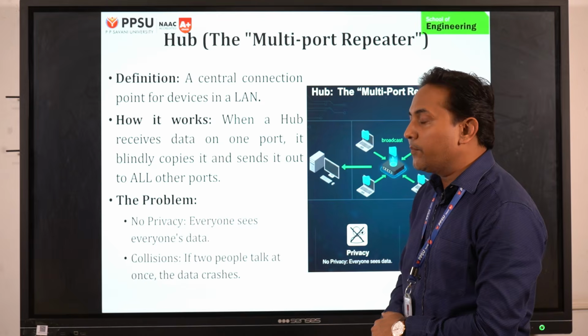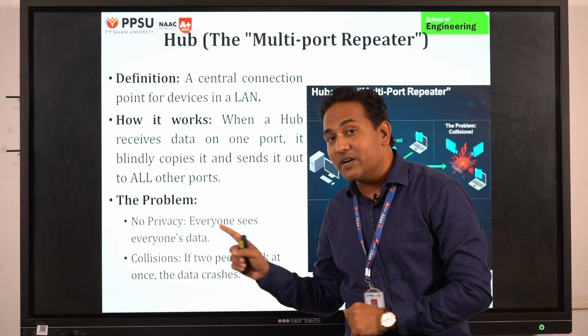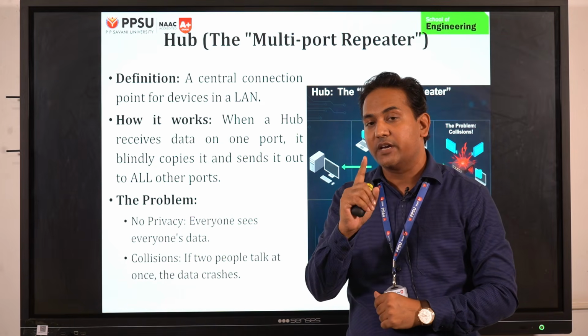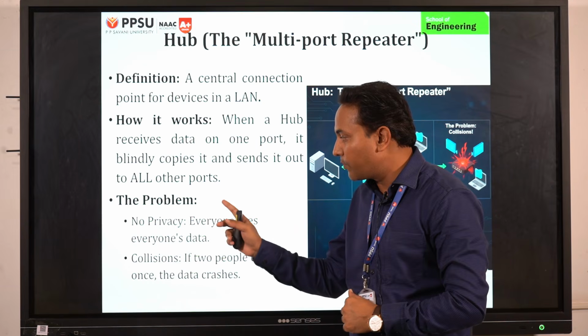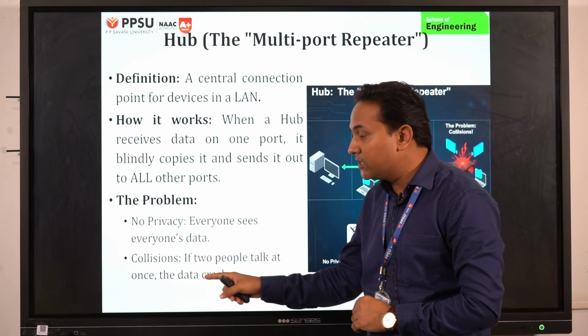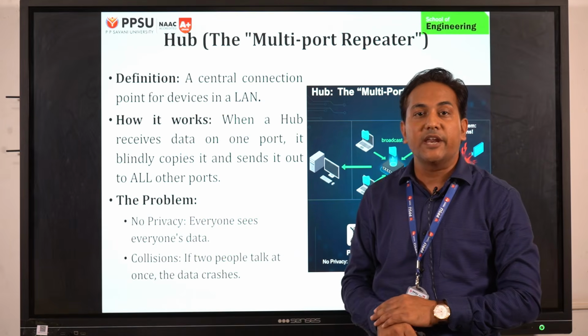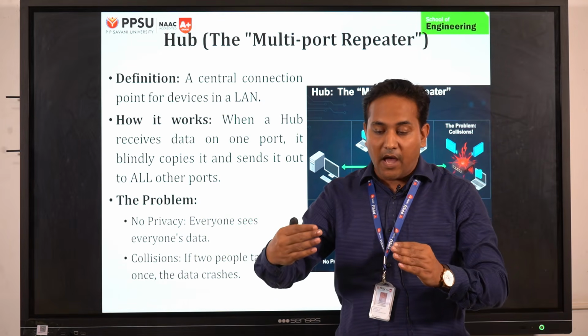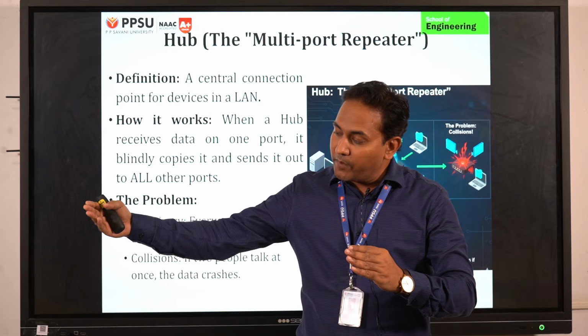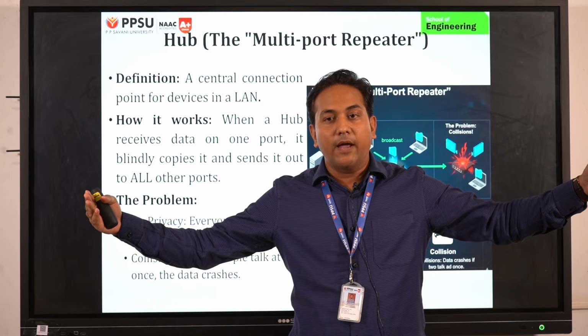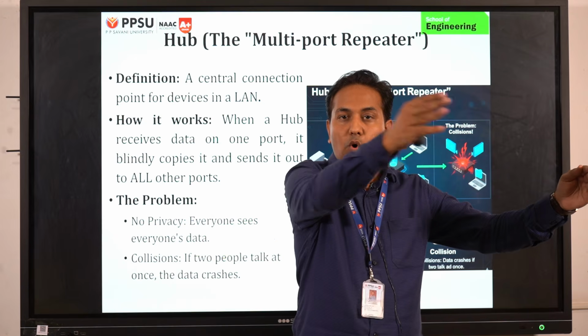But there is a problem of privacy, because now you are sending data to each and every connection, which is not required. So the privacy issue is there, and also collision. Why? Because if two people are talking, the data gets crashed. For example, if I want to send data from point A to point B, the hub will send it to all other points.